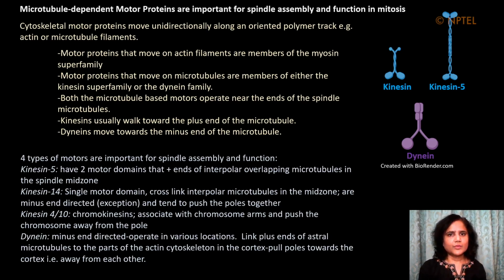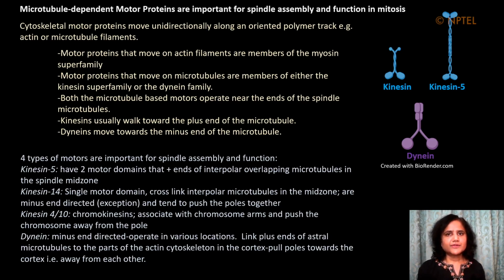The cytoskeletal motor proteins move unidirectionally along this oriented polymer track, such as an actin or a microtubule filament. We know that the spindle is made up of microtubules. The motor proteins that move on actin filaments are members of the myosin superfamily, whereas the motor proteins that move on microtubules are members of either the kinesin superfamily or the dynein family. Both the microtubule-based motors operate near the ends of the spindle microtubules.